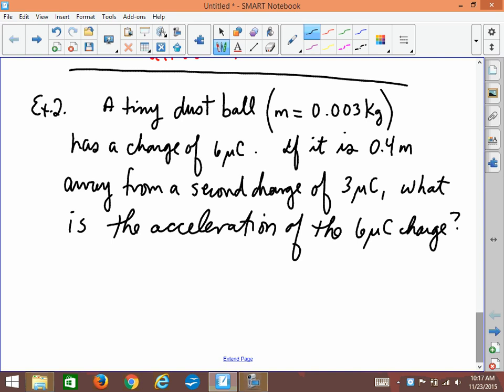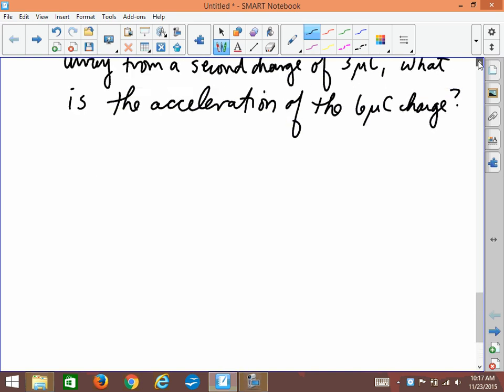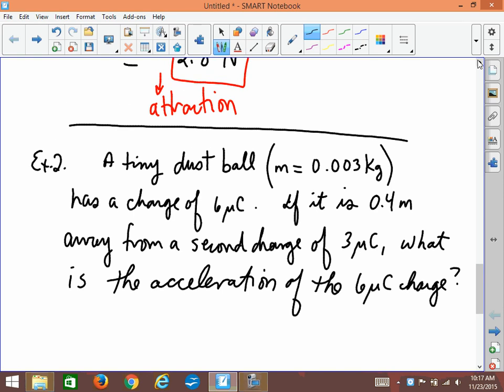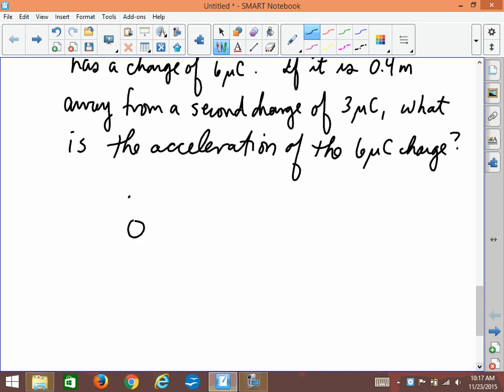Okay, it's the same idea. We have 2 charges. We can put our picture here. One is 6 and one is 3 microcoulombs, 0.4 apart. So we can arbitrarily set it up here, 6. And the other one is 3, so we'll put it over here. And they have a distance of 0.4 apart.